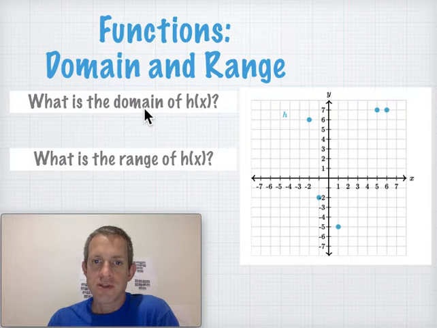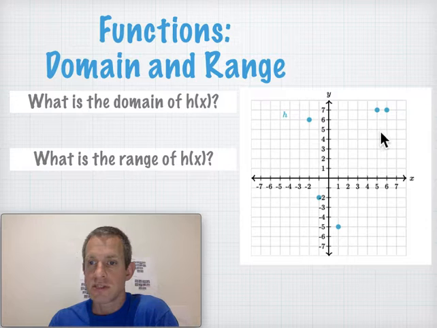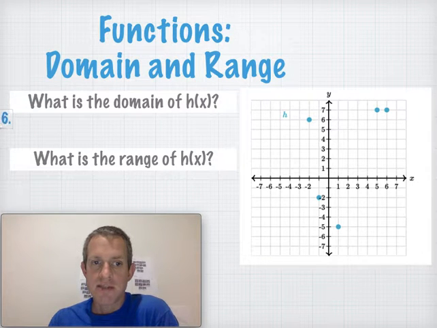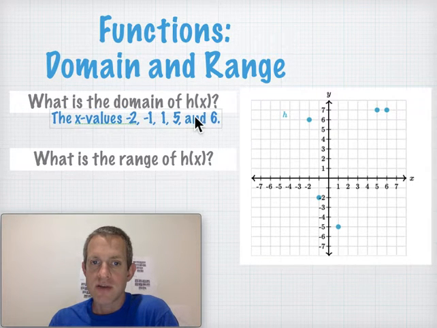If they ask you for the domain, what they need is all the x-coordinates that you can see graphed. This point has an x of -2, this has an x of -1, this is an x of 1, this is 5, and this has an x of 6. The domain is simply all of those x values. This would be our answer.